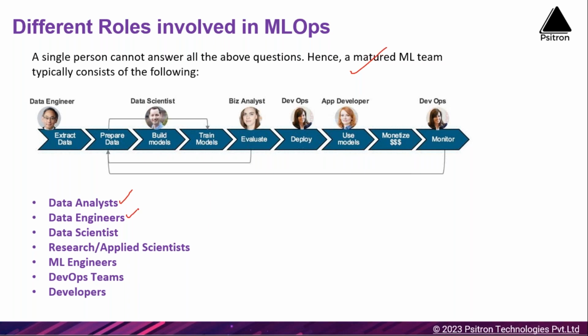Then comes our dear data engineers. Data engineers basically ensure that they build an infrastructure to collect, transform, and pre-process your data. They use tools like Spark, Hadoop, ETL tools, and along with that, data version control tools. They work with feature stores, for example, what we are talking about.